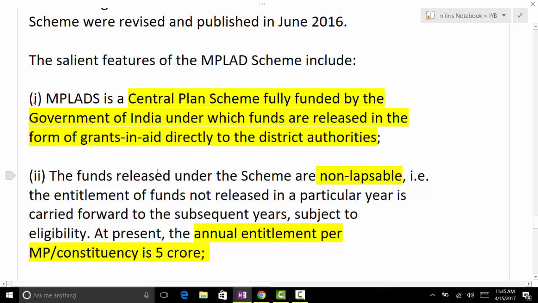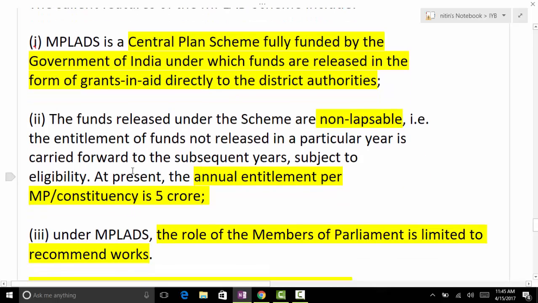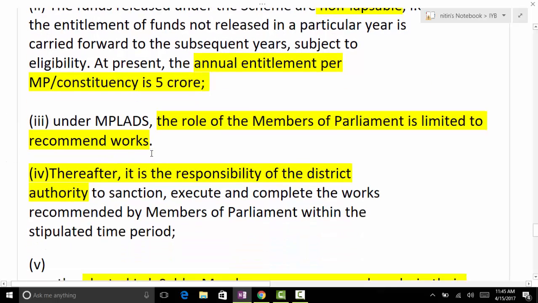Second, non-lapsable. Even if the funds are not spent in a particular financial year, they will get transferred to the next year. It is non-lapsable. That gives an annual entitlement per year, per constituency, per MP. It's 5 crore rupees. And yeah, 5 crore.